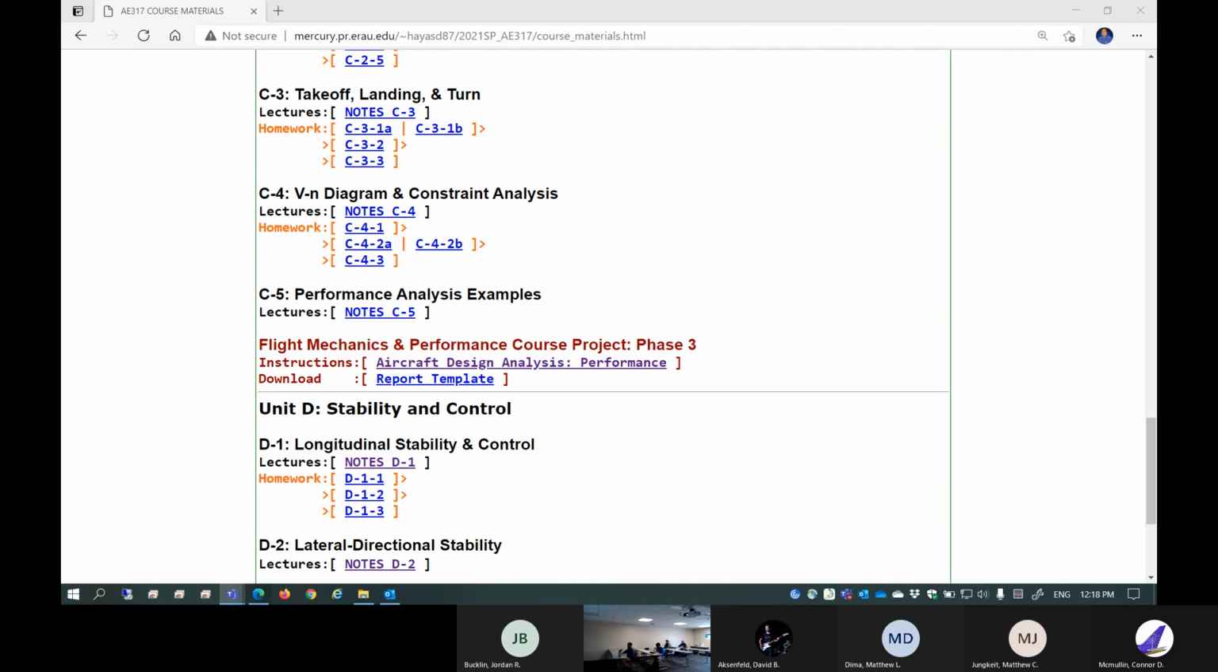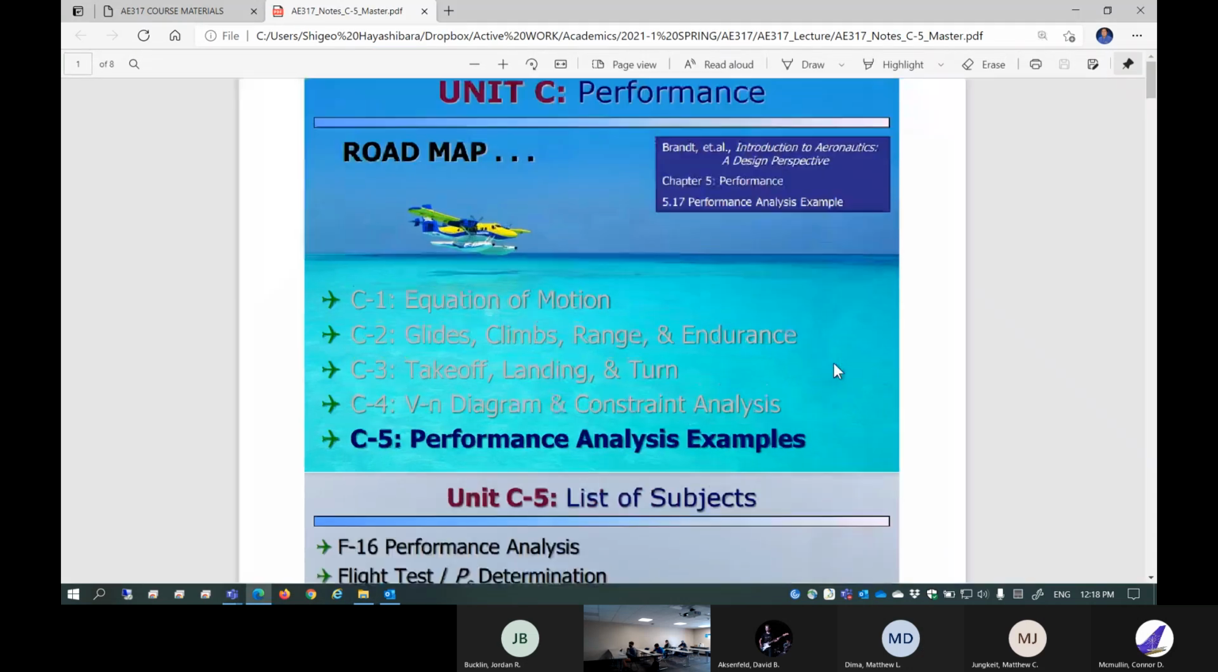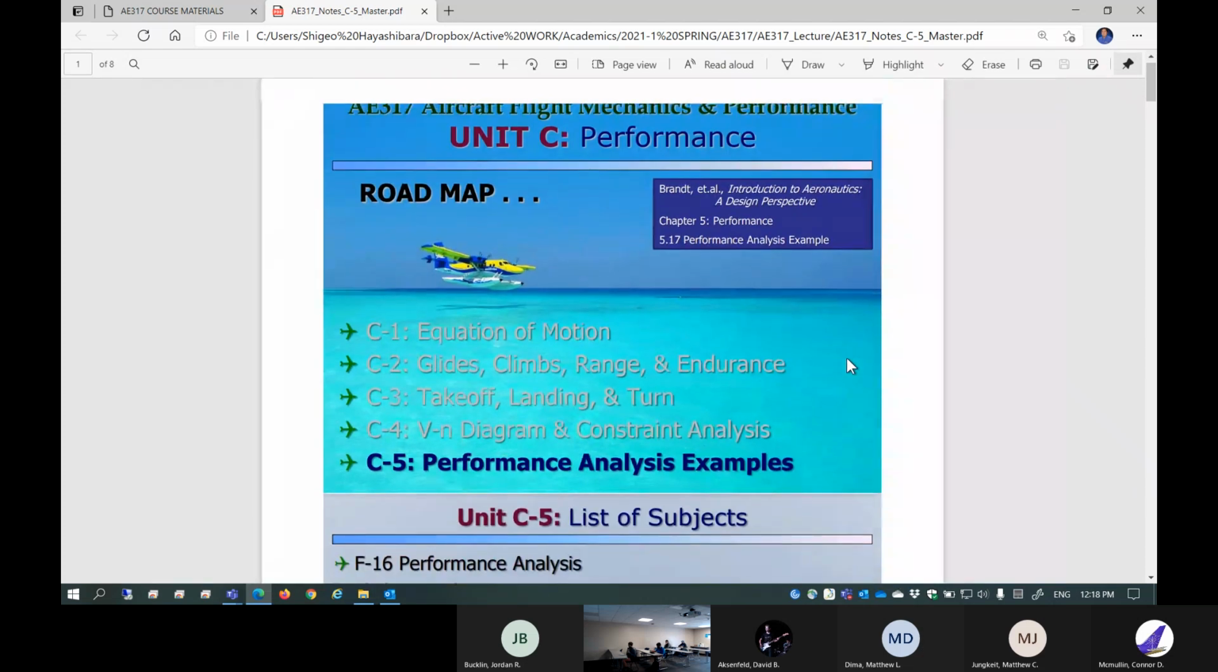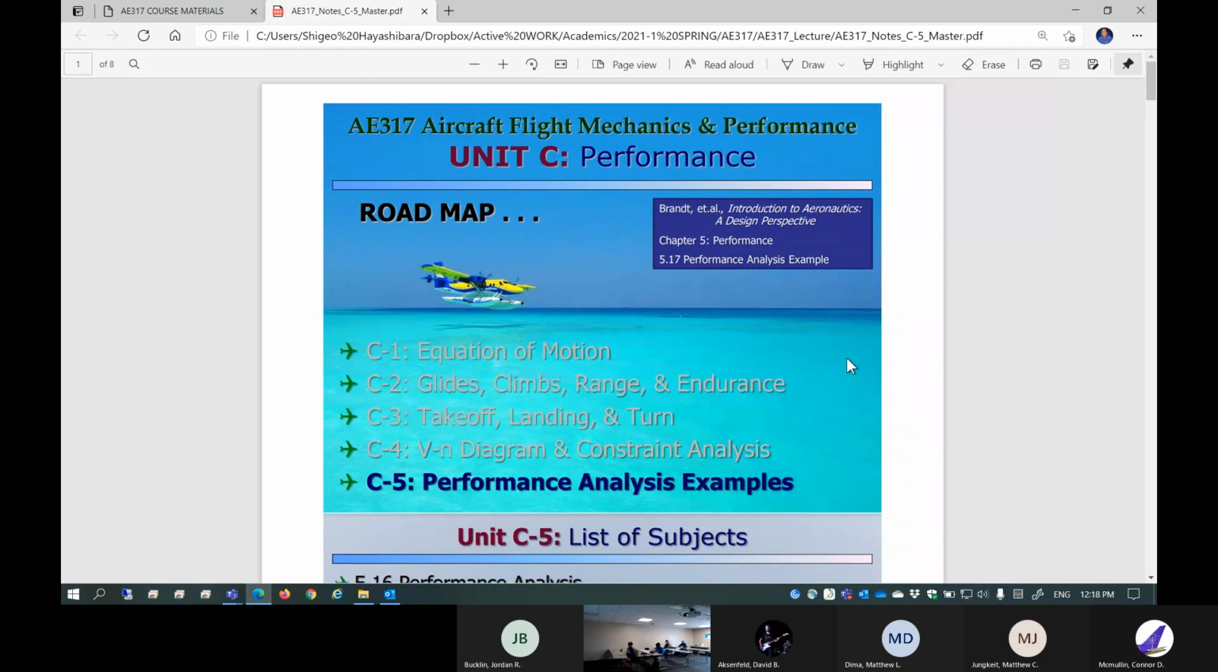Okay, so today we are going to take a look at Unit C5. This is just a bunch of examples of performance calculation. So today's example is essentially completely making up a foundation of your Phase 3 project. Oh, by the way, SAE team, Phase 3, Phase 4 are required. Phase 1 and Phase 2 are optional, because you pretty much did it already. So if you don't turn in Phase 3, you get 0 score. Be careful. Phase 4, of course.